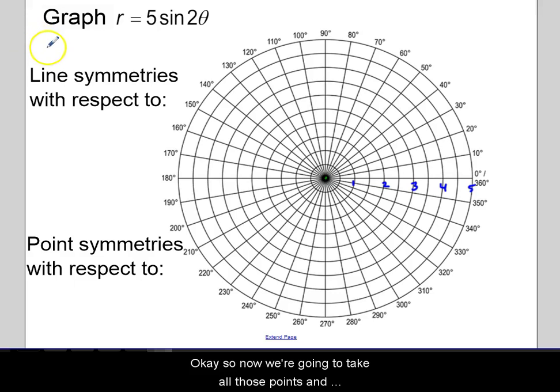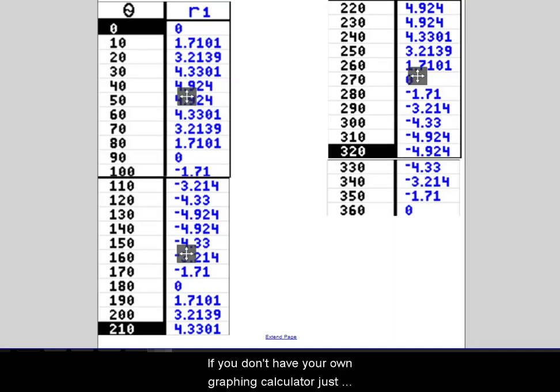Okay, so now we're going to take all those points and make a polar rose. Because we know the radius is 5 and we've got radius 10 graph paper, let's go ahead and go every other radii, every other ring. So we'll go 0, 1, 2, 3, 4, 5 will be the outer ring. Here are the points that I'd like you to plot, or if you have your own graphing calculator, go ahead and put in the function 5 sine 2 theta. If you don't have your own graphing calculator, just pause on this screen, plot all those points, then play the recording when you're ready.